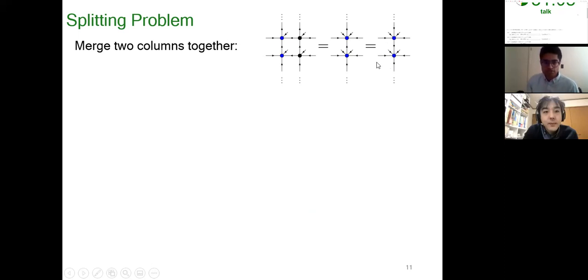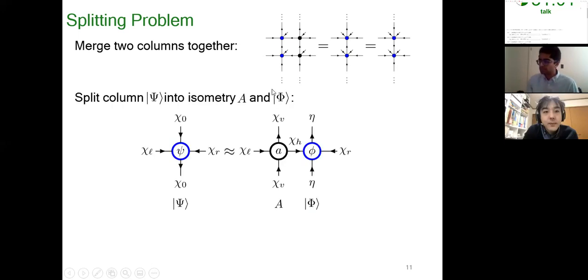On the top right, this is what we're really going to be working on, and we can just take the physical legs and group them into the horizontal legs, and this will give us our two-sided MPS. So our goal is to take this two-sided MPS, where each tensor is lowercase psi, and then split that into the product of two tensors, A, which is our isometric tensor, and phi, which is our new MPS tensor. So we want to split this column, capital Phi, into two new columns, A, which is our isometric column, and our new MPS phi.